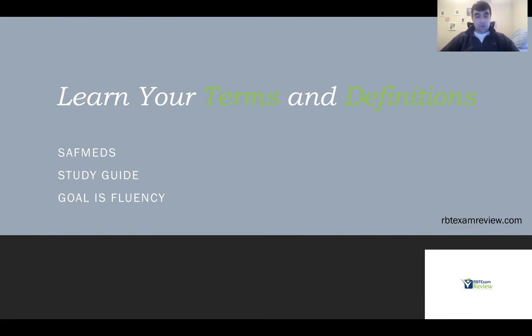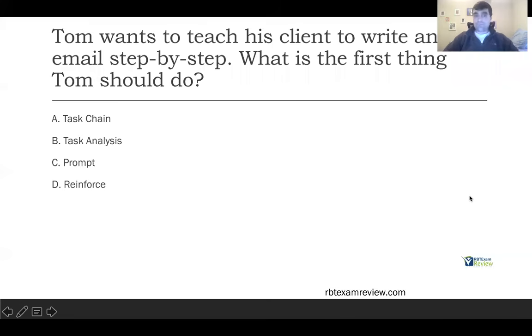If I say frequency, you should immediately know that's count. If I say duration, you should immediately know you're measuring length of time, okay? The exam becomes 100 times easier if you know definitions. And you can ask almost anyone who's passed the exam, okay? It's just an easier test if you know the definitions. Let's look at a practice question example to show you why.